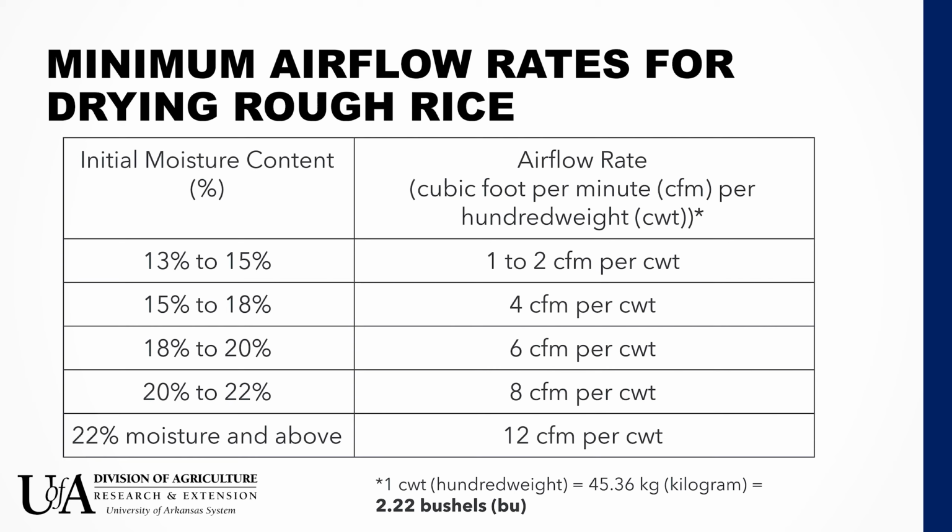So at 22%, which is like the higher end of harvest moisture content, we would need to increase the airflow rate to 12 CFM per hundredweight. And that is very important so that we can rapidly remove the moisture that is in the grain so that we can prevent that grain from quickly deteriorating.